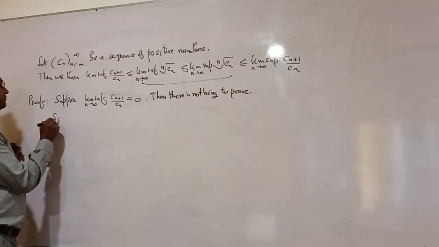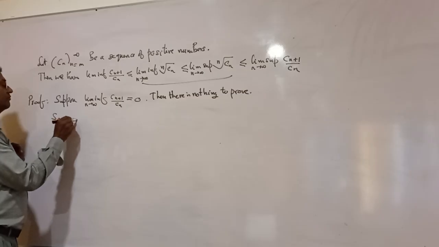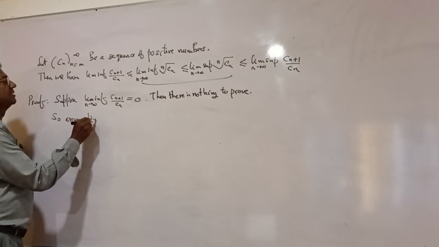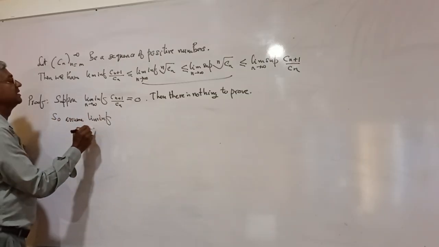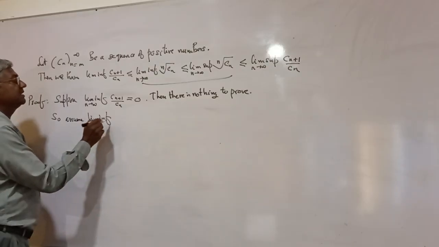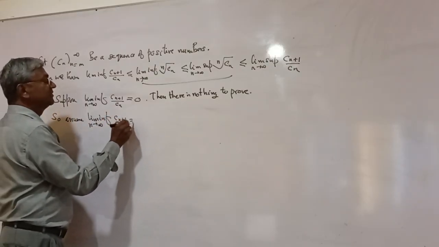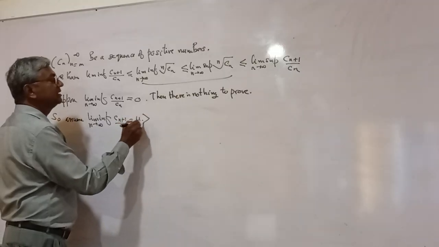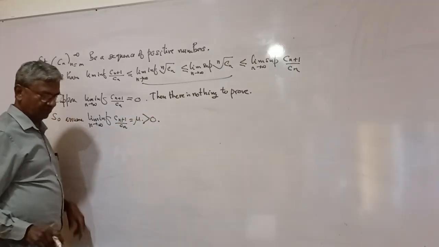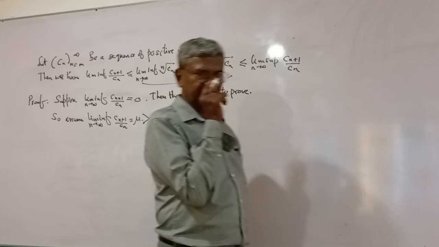So assume lim inf as n tends to infinity of Cn plus 1 over Cn is equal to mu greater than 0. It's a real number.